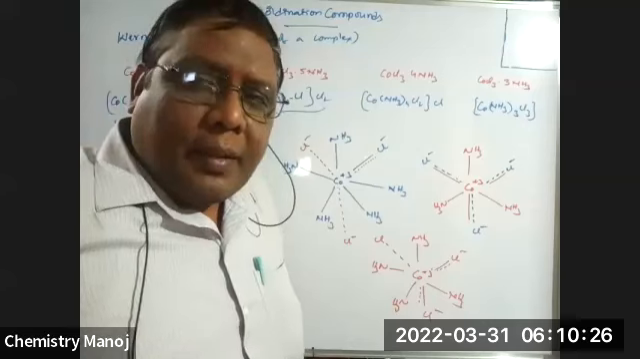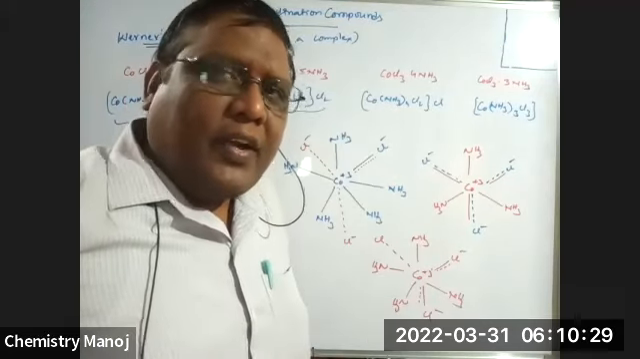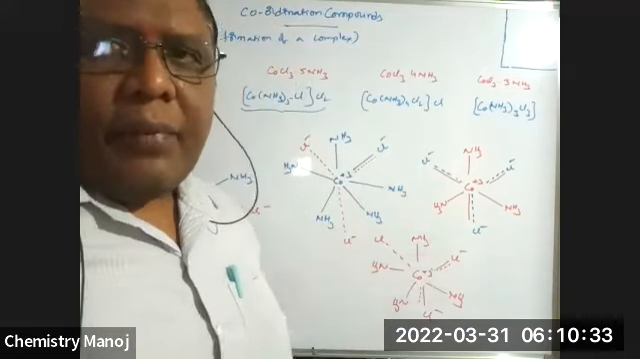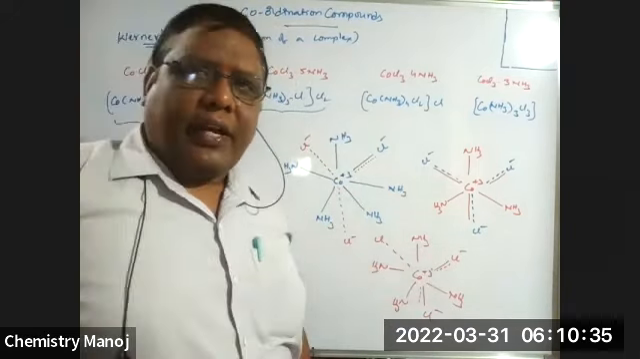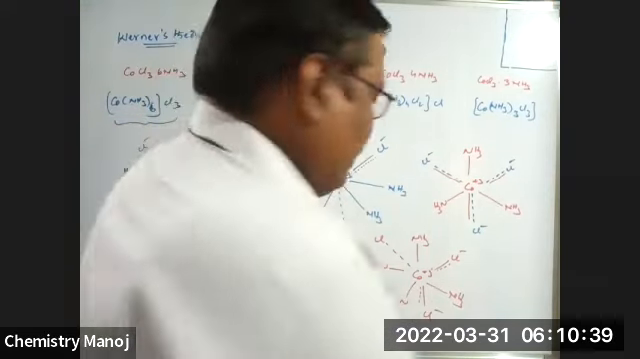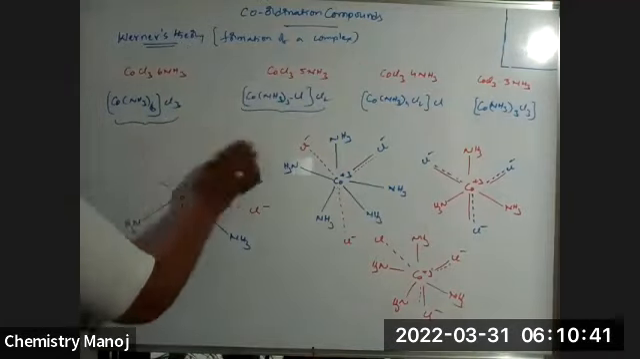Okay. So this is Werner's coordination theory, boys. Why some ions are coming out from the complex and why not others? That is explained on the basis of 2 different valencies, primary valency and secondary valency. Okay. Clear? Now, my dear.